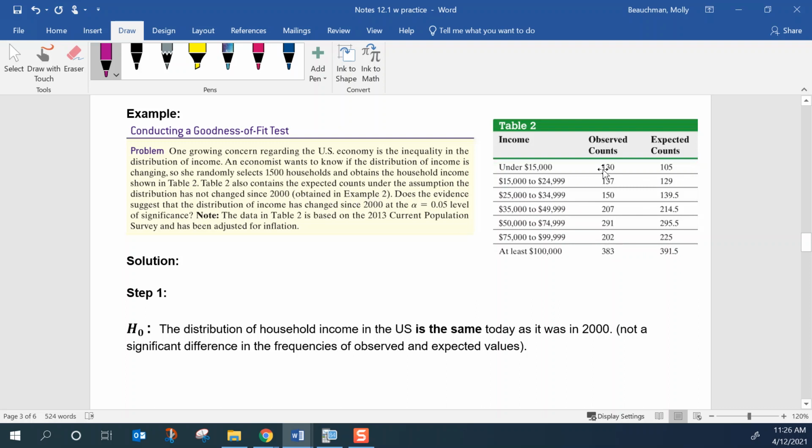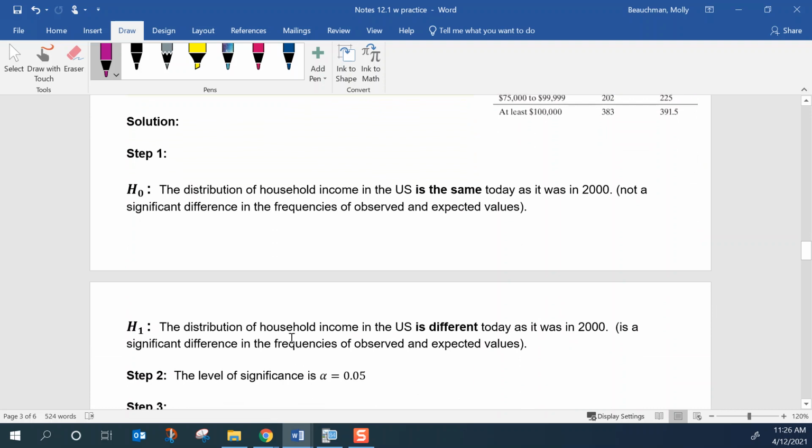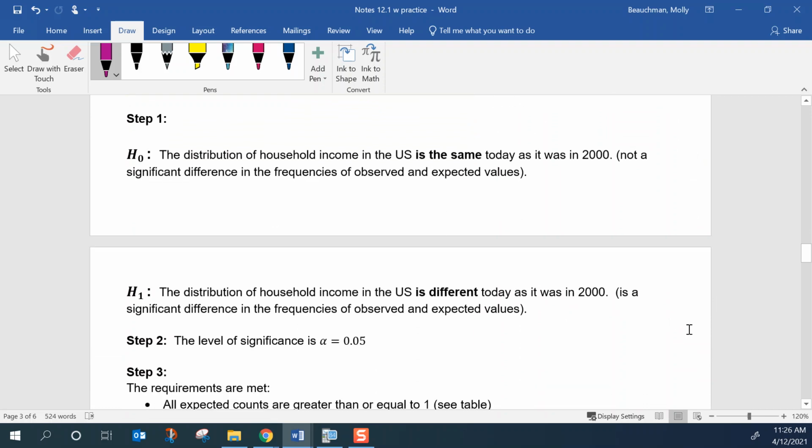And we want to know, do these follow the same distribution? Expected counts means that it would follow the year 2000. Observed counts are what we actually observed in 2013. Okay? So then the alternative hypothesis is the distribution of household income in the US is different today than it was in 2000. The significance level was 0.05.